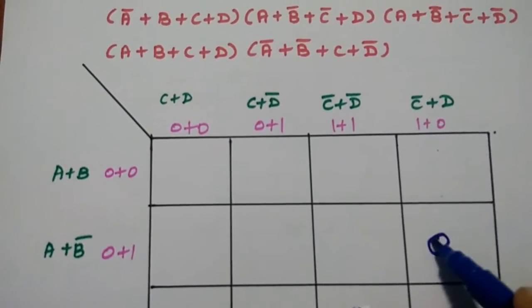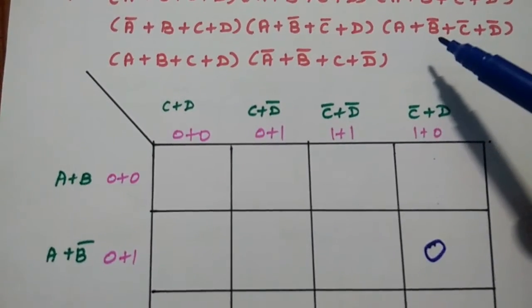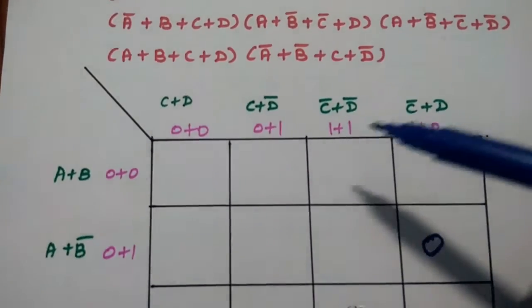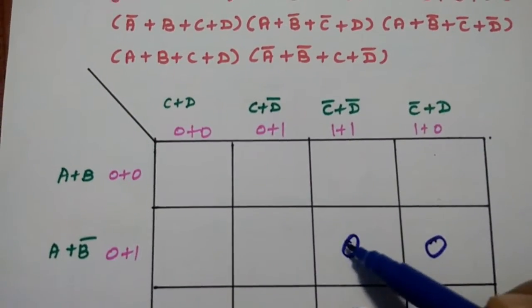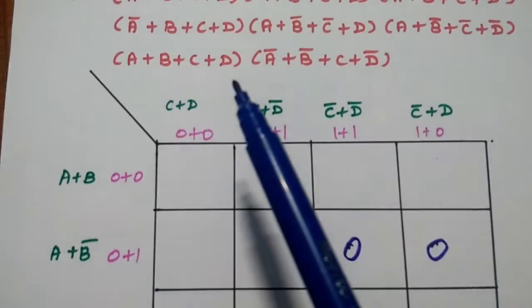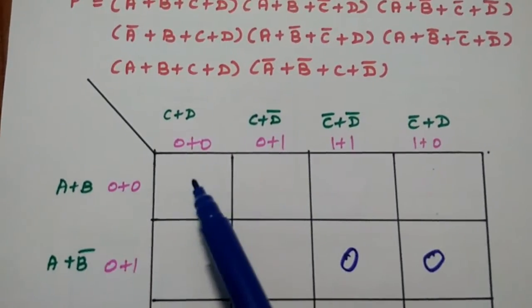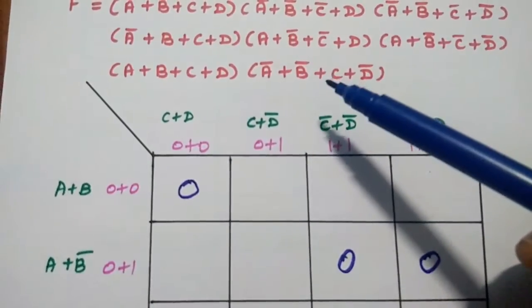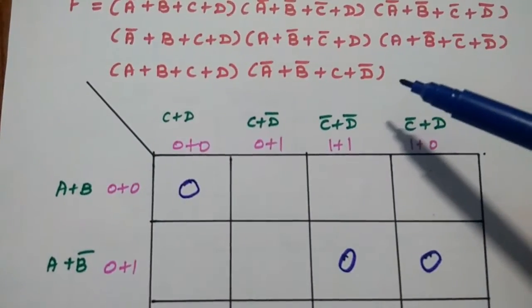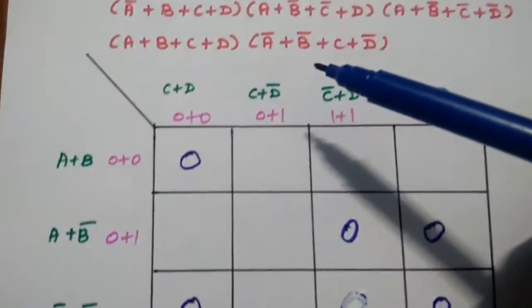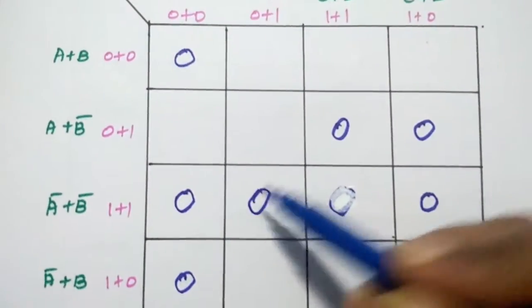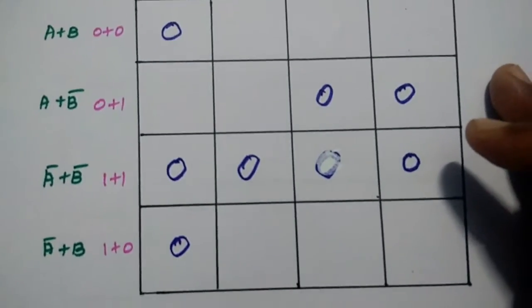So place 0 here. Then A plus B bar, that is second row, plus C bar plus D bar, that is third column. Okay. So next A plus B plus C plus D, that is first cell here. Then A bar plus B bar plus C plus D bar. A bar plus B bar means what? It is third row, plus C plus D bar means second column. So this is what the given expression values.